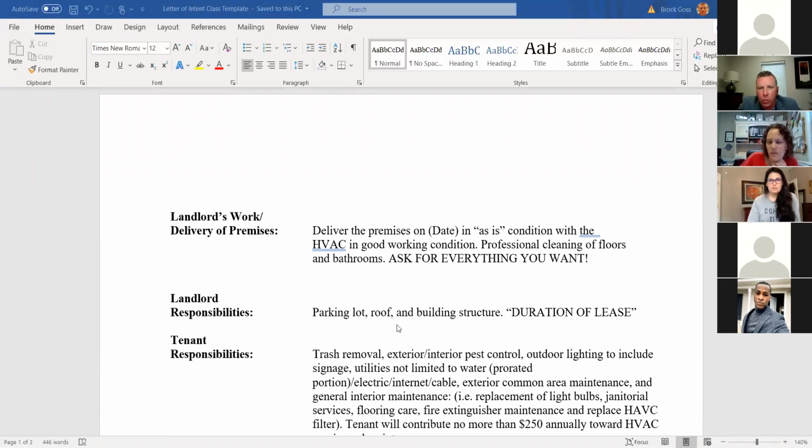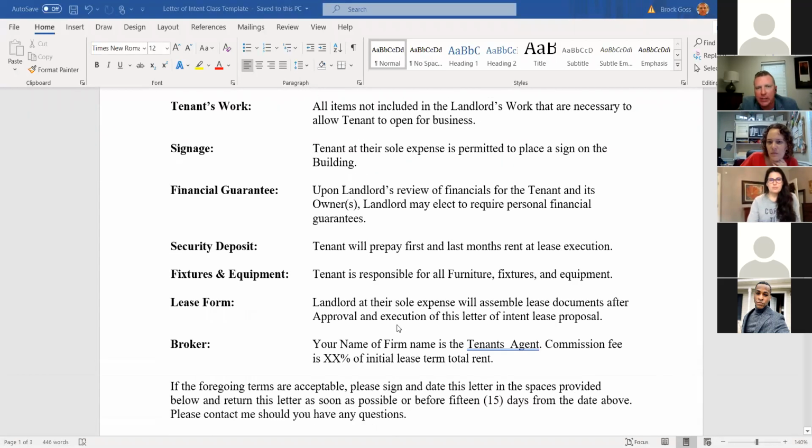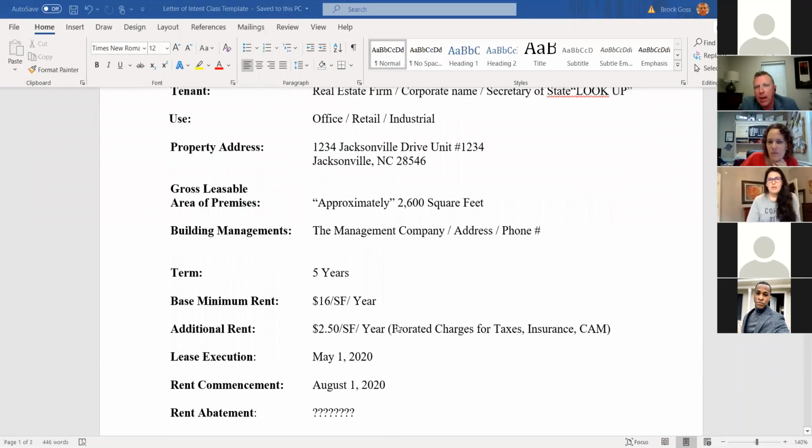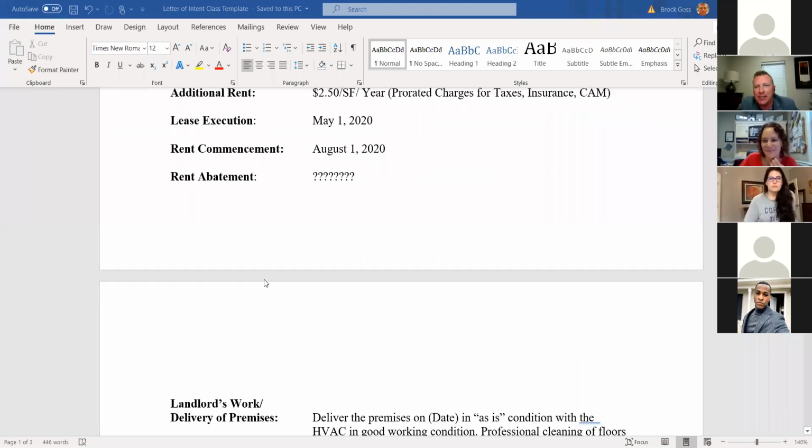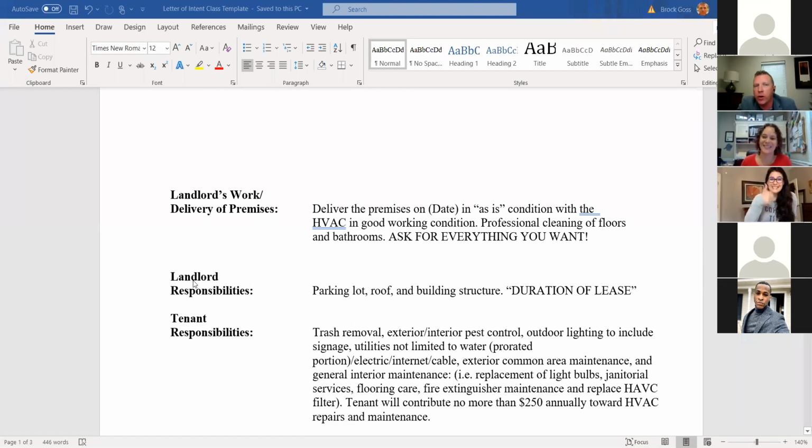All right, so we may have to hurry through the rest of this, but the rest of this is pretty simple. Hey, Brock, real quick before you move on, Alexis had a question on if they have access to the property in between those 2 dates. That's a perfect question, because that's the next section right here: landlord's work and delivery. And notice that I put a date right here. It's a great question, and it's the next section.